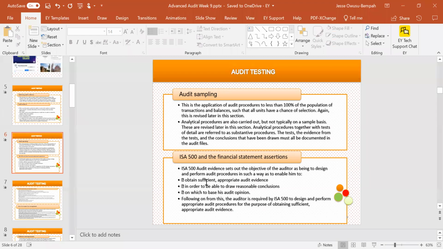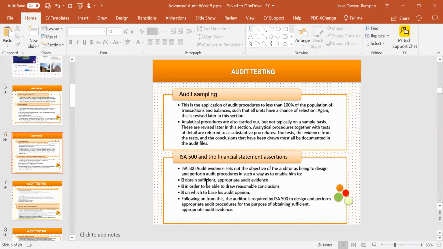So it's always necessary to understand that ISA 500 sets out the objective of the auditor, what the auditor is supposed to do to be able to draw sensible conclusions from the audits that he's engaging in. Any questions on this? Yes.